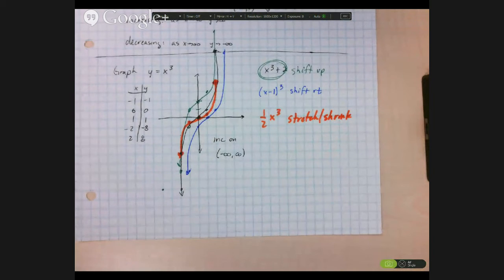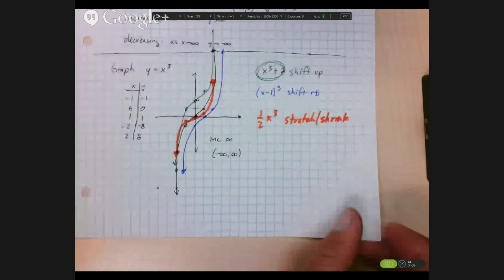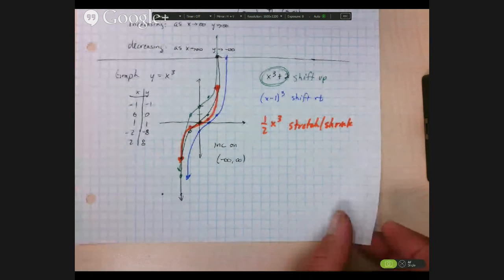There's an example in your book. Example 7 is a good one with a sine function. And example 6 is a good one with x squared. Okay, so take a look at those. And let me know if you have any issues with it, okay?